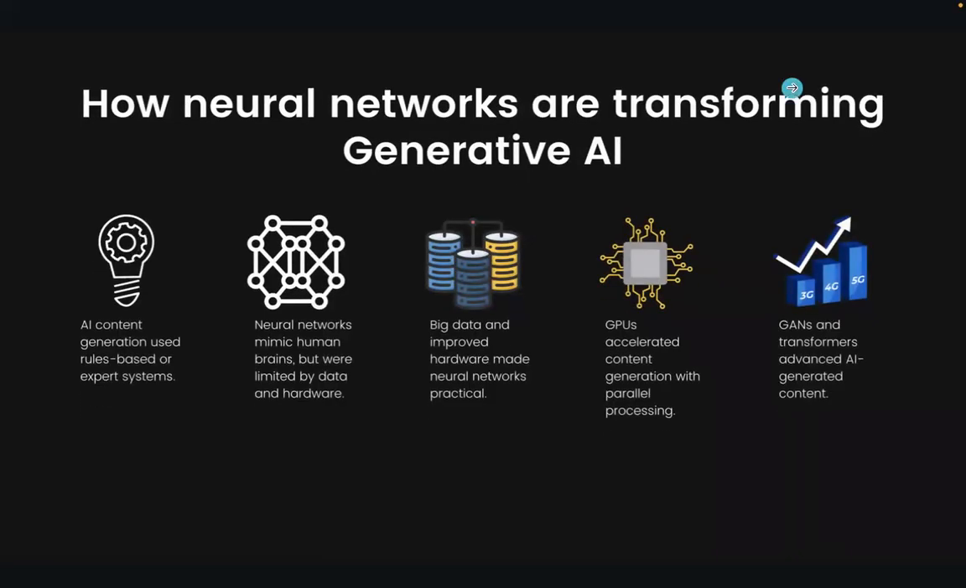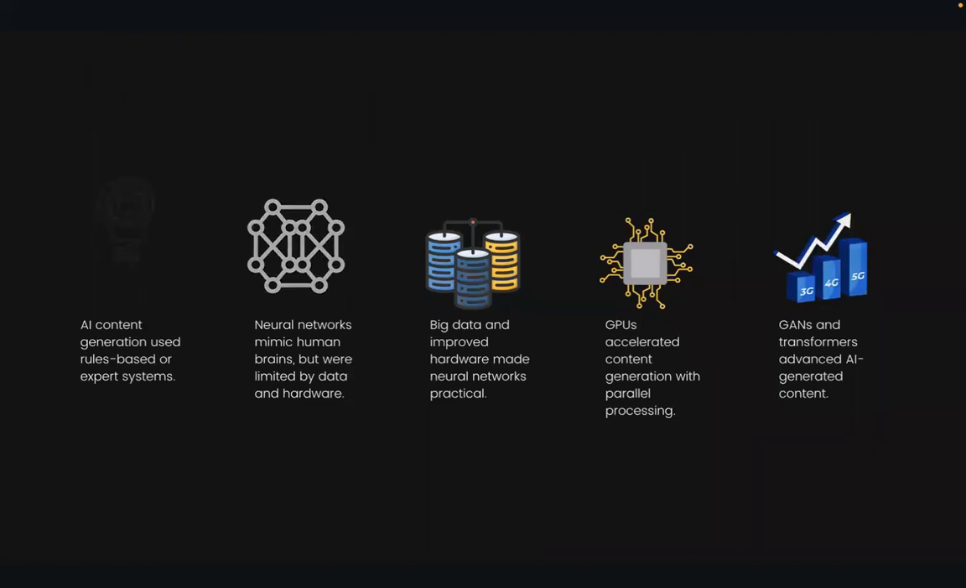How are neural networks transforming generative AI? AI content generation used rule-based or expert systems. Neural networks mimic human brains, but were limited by data and hardware. Big data has improved a lot, and improved hardware has made neural networks practical. GPUs are just like CPUs, but they process graphics, and they have accelerated the production of content generation. GANs and transformers, advanced AI generated content, is today's generative AI.